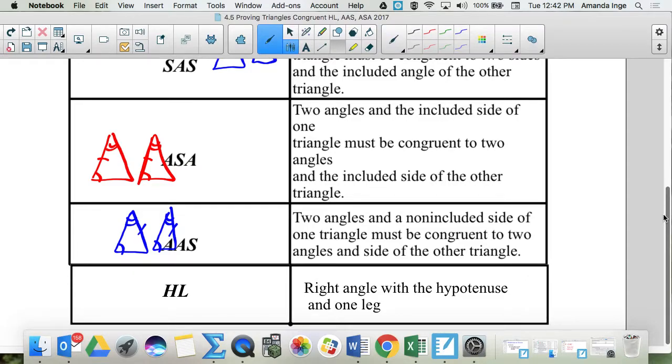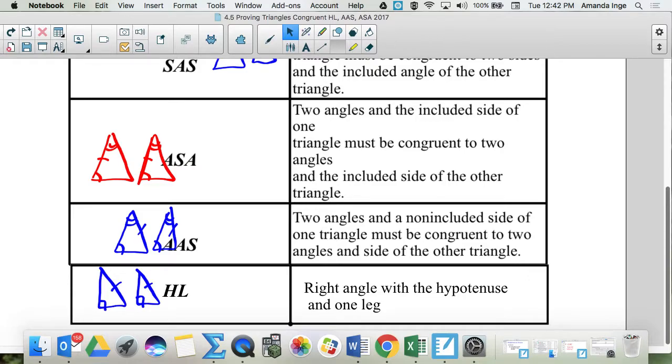In order for you to use this, you have to have a right angle to begin with. And you have to have a hypotenuse. So hypotenuse is opposite the right angle. So if you stand on the right angle and walk across, you're at the hypotenuse. So you have to have a right angle, a hypotenuse, and another leg. So if you have the hypotenuse and another leg, you can use HL or hypotenuse leg.